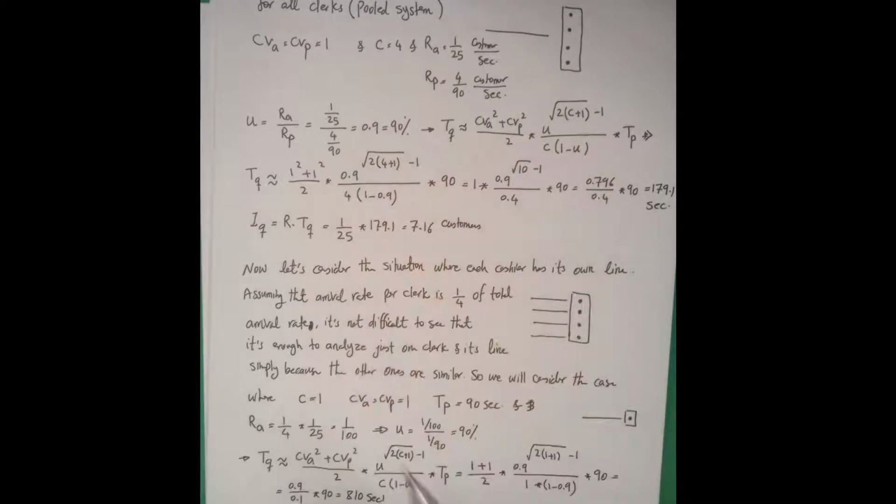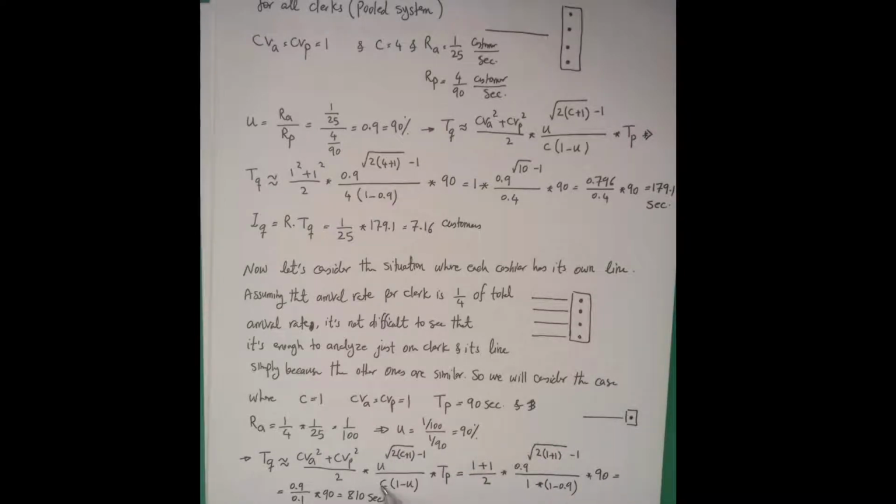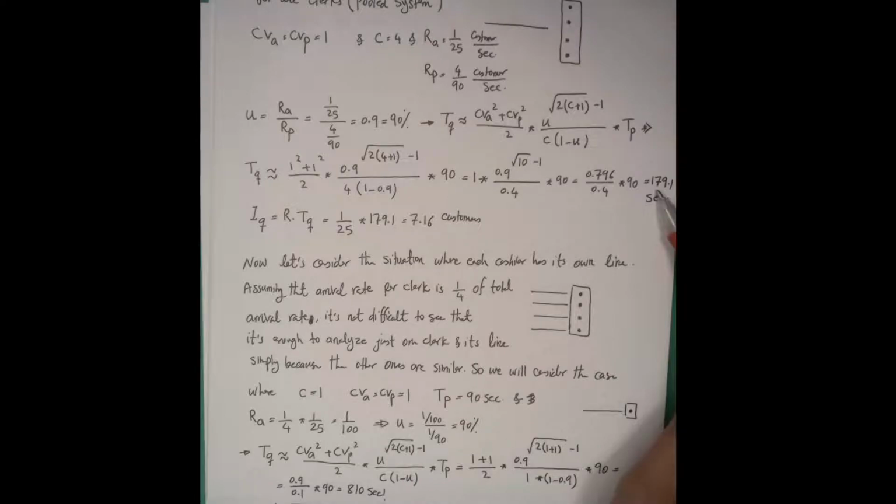Now, TQ, time in line, is going to be given by this formula, but this U is 90%, C is 1, and this C is 1 as well. Nothing else has changed. That is going to bring my average customer's wait time to 810 seconds compared to 180 seconds. Up here, 179 seconds. You see that right here? It's 810 seconds. That's a dramatic increase in wait time, and that is the power of economy of scale, or power of pooling customers together.